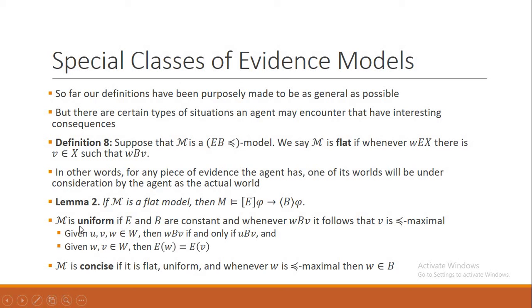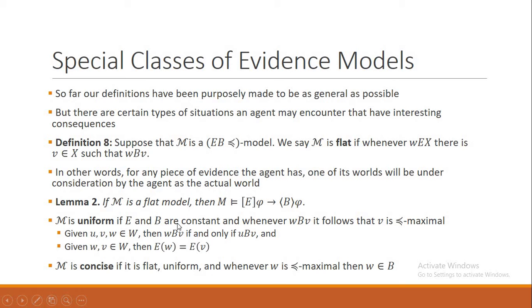Now, some more terminology. M is uniform if E and B are constant. What this means for E is that at all worlds the evidential set is the same. It's constant. No matter which world you are in, the evidential state is always going to be the same. This is a useful definition, because sometimes we want to model a situation where the agent has all the evidence right from the get-go. It doesn't matter which world the agent is in or will be in. It doesn't matter if anything changes, the evidence will always be the same. This helps us capture this situation. So that's what it means for E to be constant.